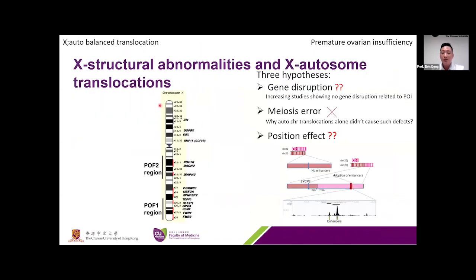So why do we consider this model very important? Firstly, I just told you that only the genes located in the affected allele might explain the phenotype. There are three hypotheses that have been proposed. One is direct gene disruption, second is meiosis error, and thirdly, position effect. The meiosis arrest might not be a very proper model, because we can't see those cases where autosomal translocation causes POI quite frequently. So we might use gene disruption or position effect to explain the result.